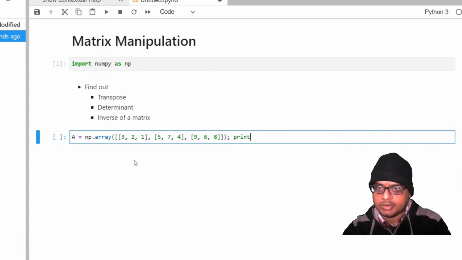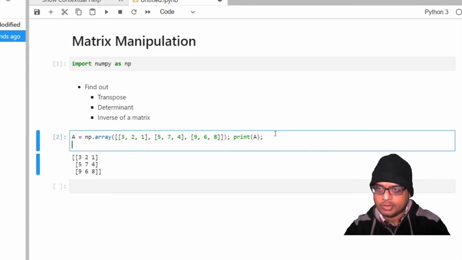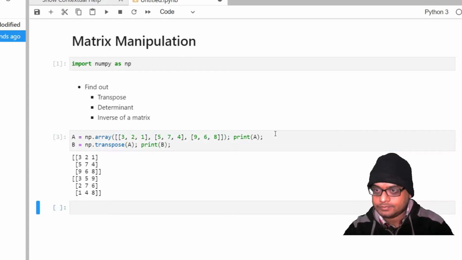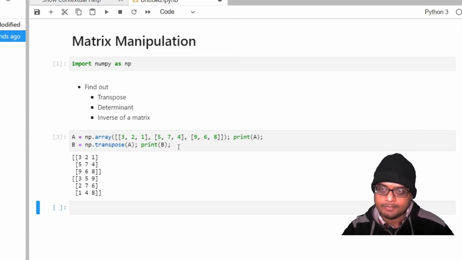So let us print what A is also. Okay, so A is this 3 by 3 matrix. Now let us find out the transpose of A. So let me go over here: B equal to np.transpose of A. Let me print what B is. If you look at the output, in A the first column was 3, 5, 9, whereas in B the first row is 3, 5, 9. So we've successfully taken a transpose of the matrix A.